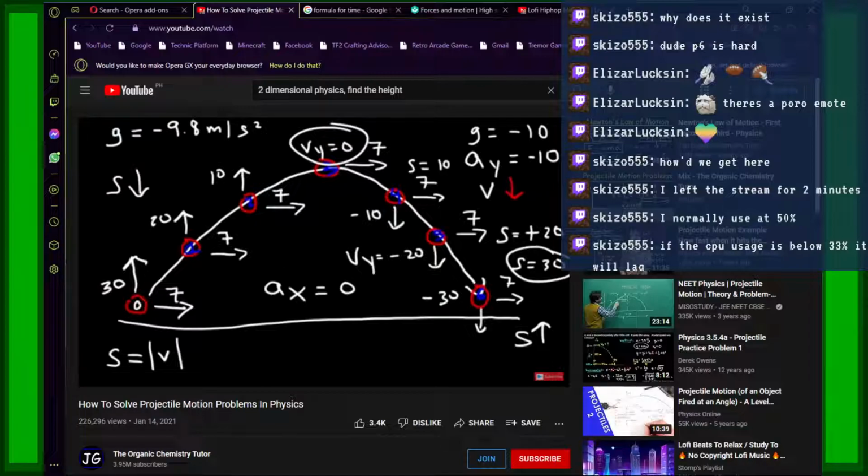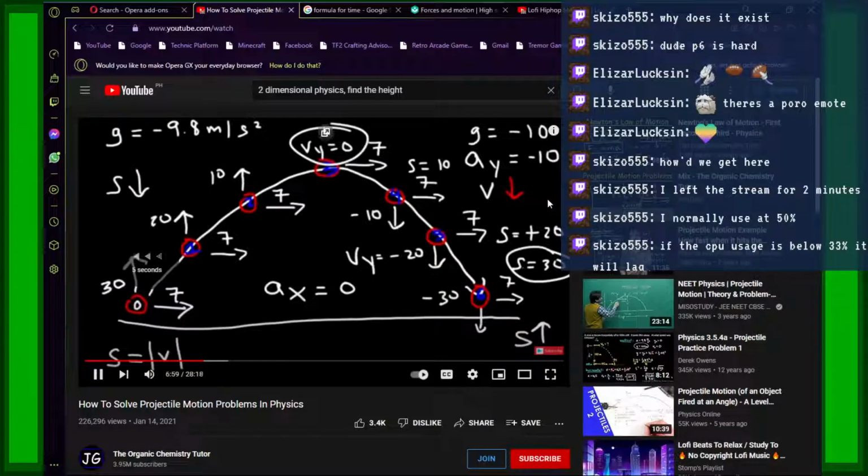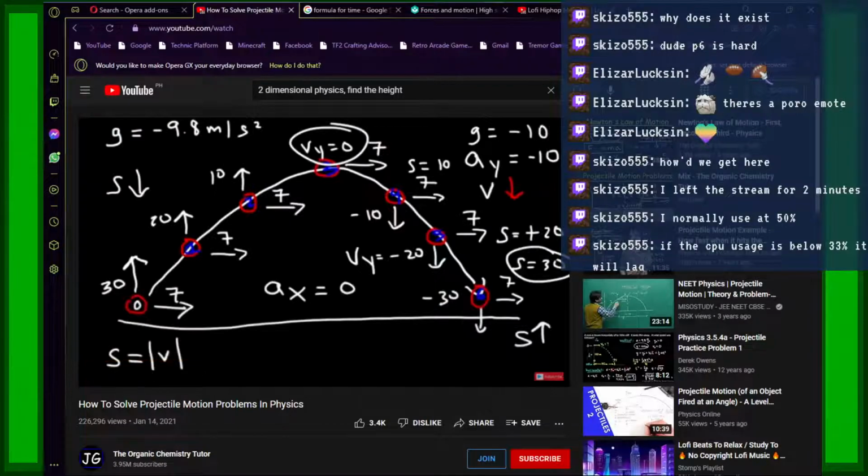So whenever the ball travels upward, the velocity decreases and the speed decreases. But as the ball begins to fall back down towards the earth, the speed increases and the velocity continues to decrease. Make sure you understand that.